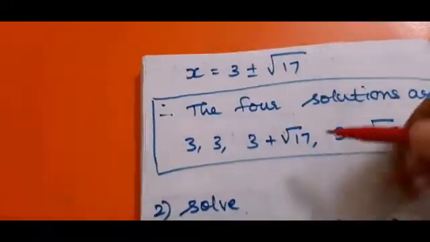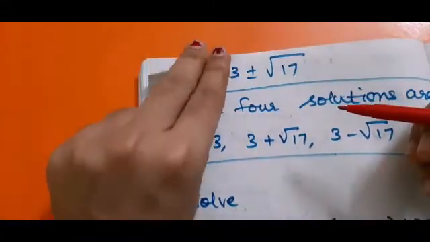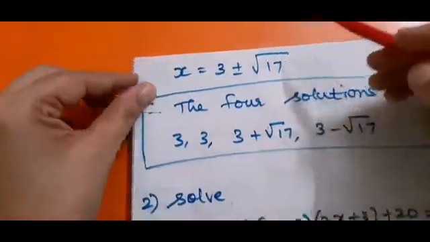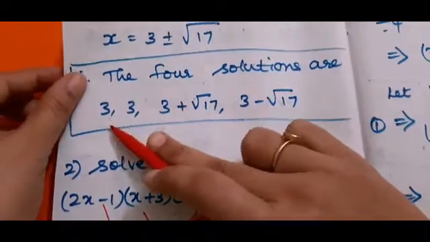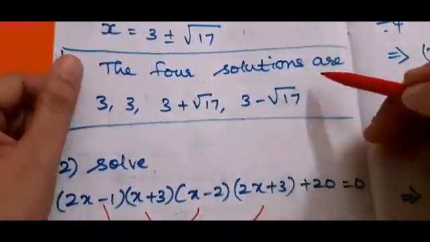Therefore, the two solutions are 3 plus or minus root 17. So 4 roots I am writing together: 3, 3, 3 plus root 17, 3 minus root 17.